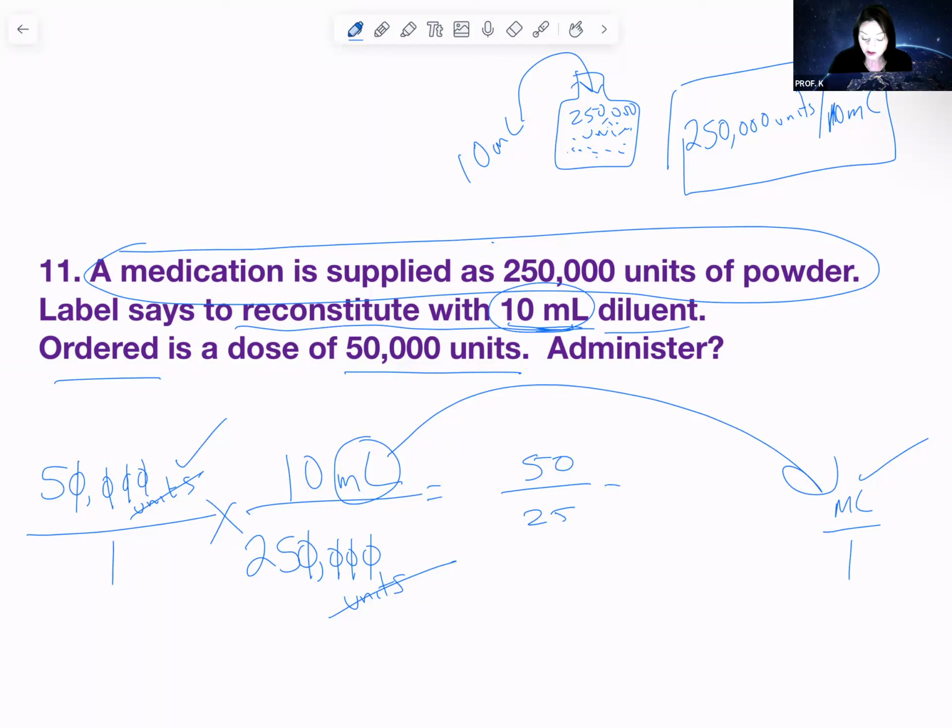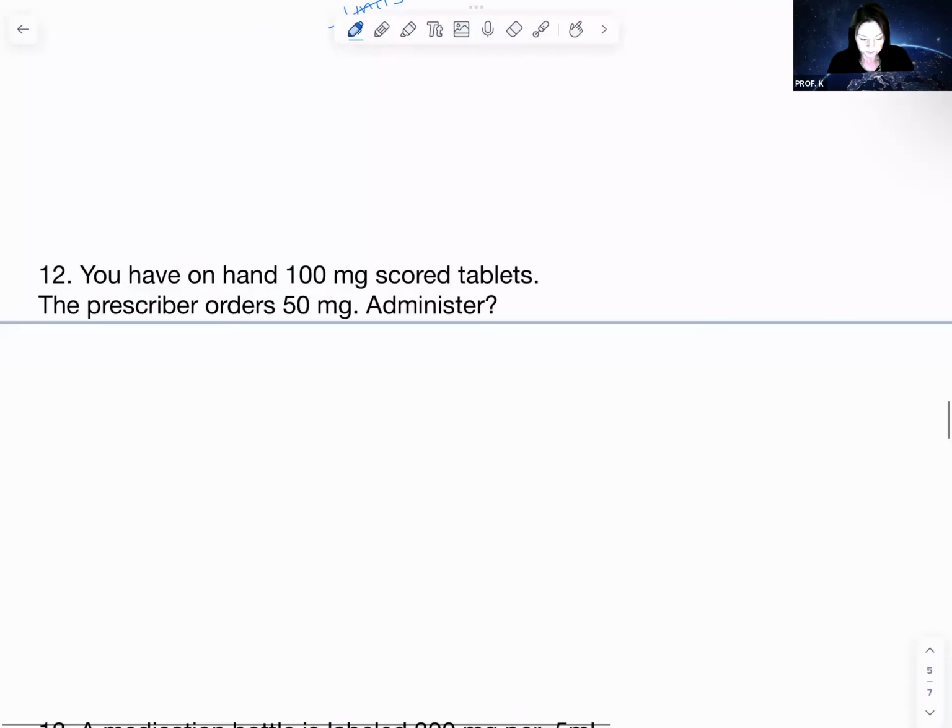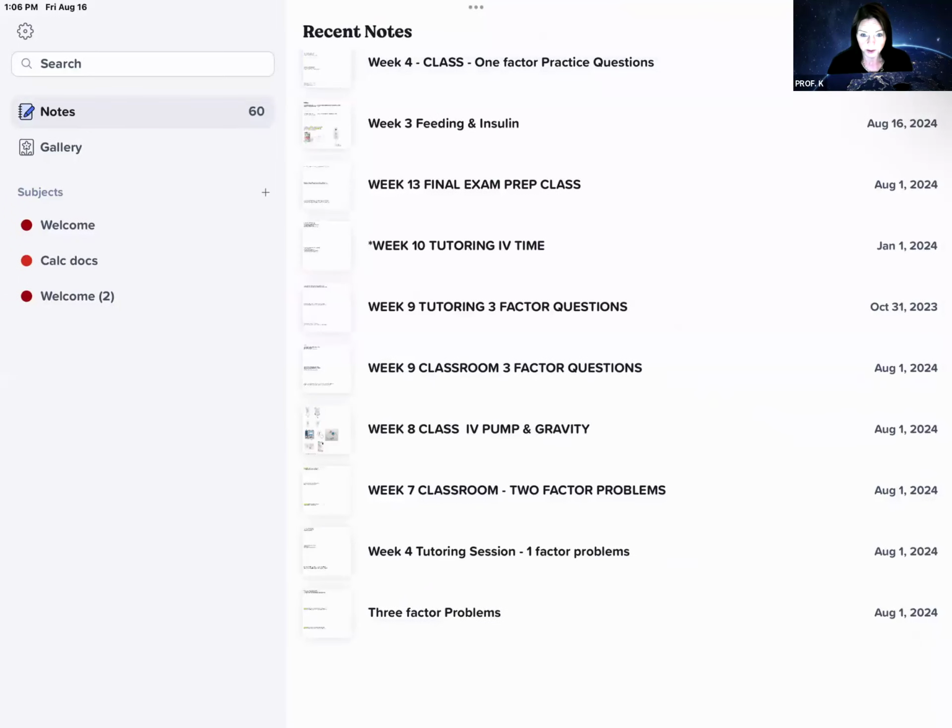So the math is still the same. It's still going to be what? 2 milliliters. Boop. If you put the wrong unit of measure, it is wrong. You get no points. That's reconstitution. But all the information you need will be in the question. Okay. So that's one factor. Let's talk about two-factor real quick.